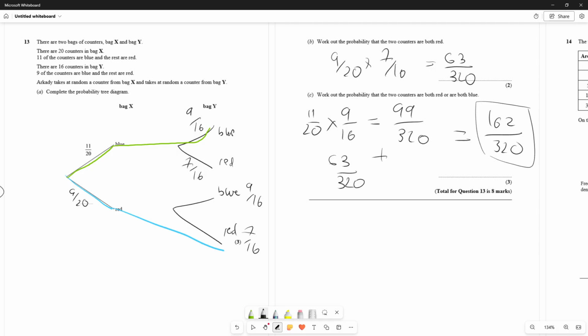Because we have to add these instead of multiplying because they are two different outcomes. You can't have them both happen at the same time. You can't both pass and fail a test at the same time. They're two different things. So we have to add them.